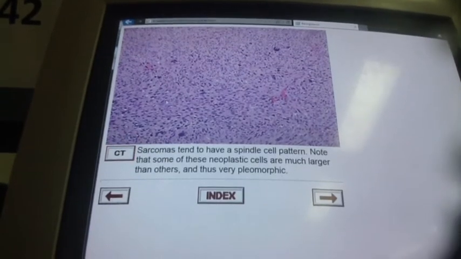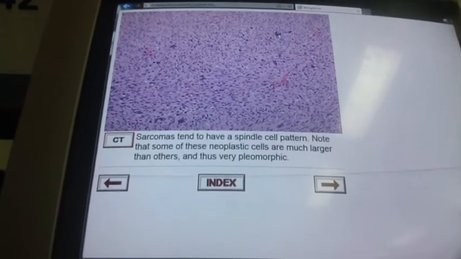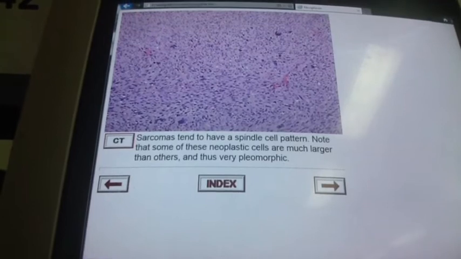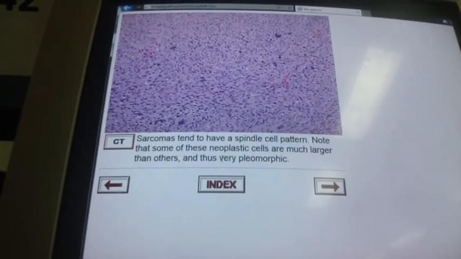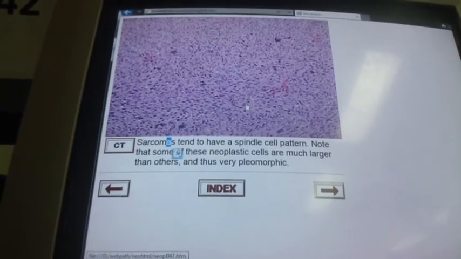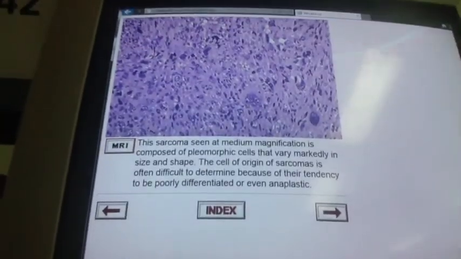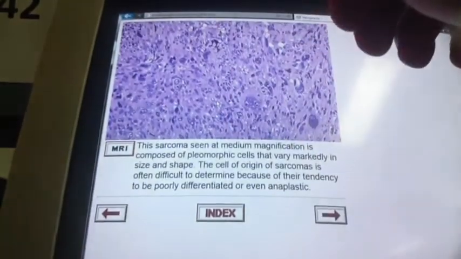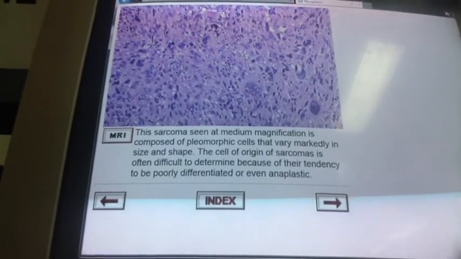And also in this picture, you can easily identify some huge cells. There are some large cells, while other cells are very small. So this tumor is also very pleomorphic. So this is a very pleomorphic sarcoma. This is a higher magnification for the same tumor. We can identify the pleomorphism. We have very large cells and other smaller cells. So there is variation in the size and shape of cells. So this is a pleomorphic sarcoma.